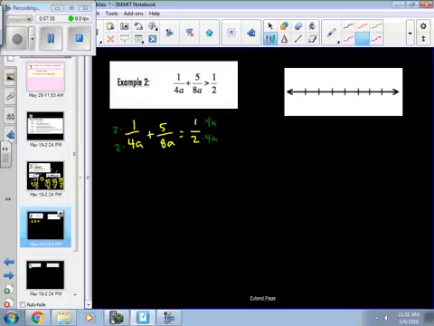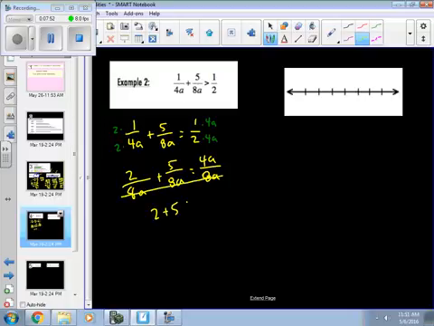So now we have 2 over 8a plus 5 over 8a equals 4a over 8a. And since we got the common denominator, if we were to multiply by that, it's gone. So now you got 2 plus 5 equals 4a, 7 being equal to 4a, and it looks like a equals 7 over 4, or that's also the same as 1.75.